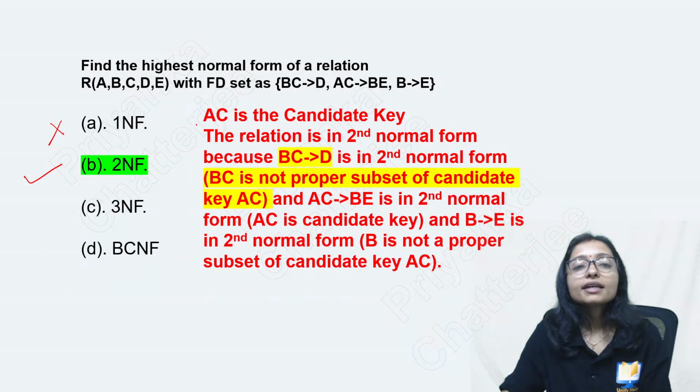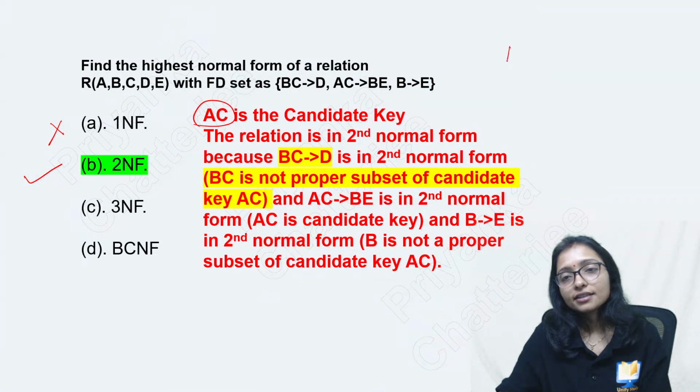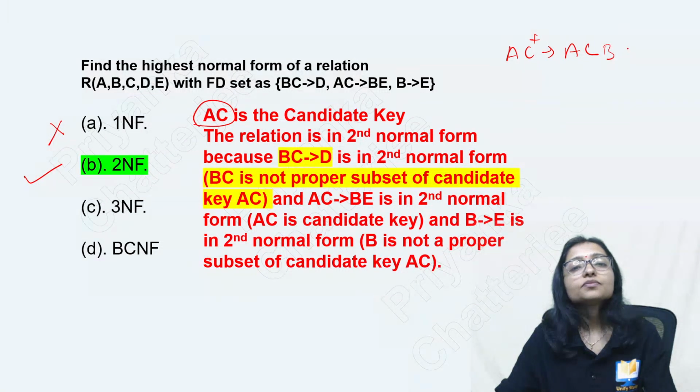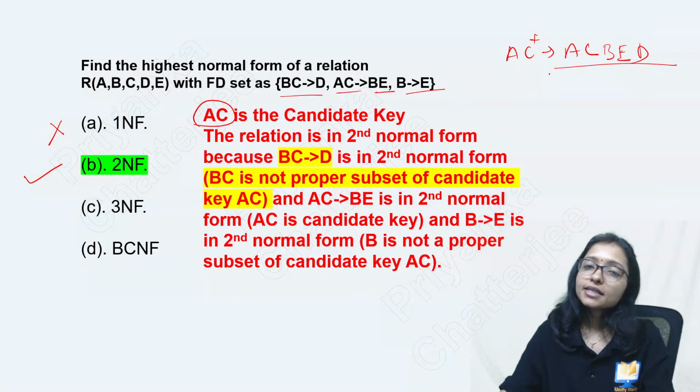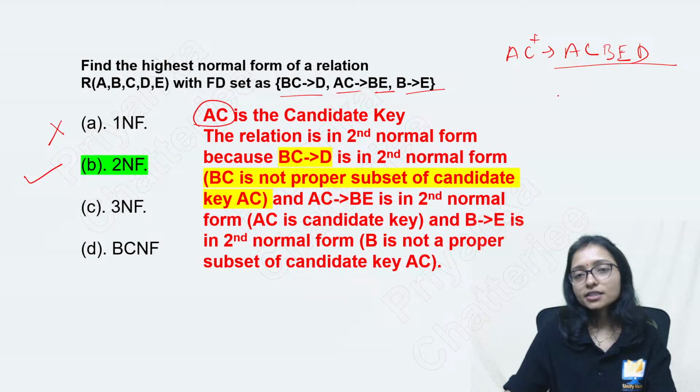Here you are getting AC as a candidate key. From AC you get A, C, then after that B and E, because AC to BE you are getting here. Now BE is already there, and BC to D. So A, B, C, D, E is coming. AC is your candidate key.